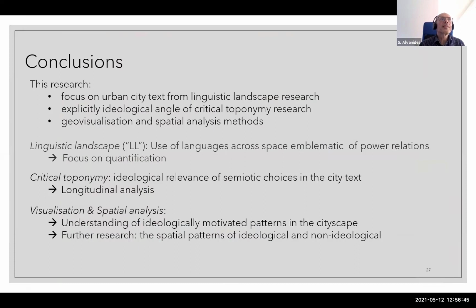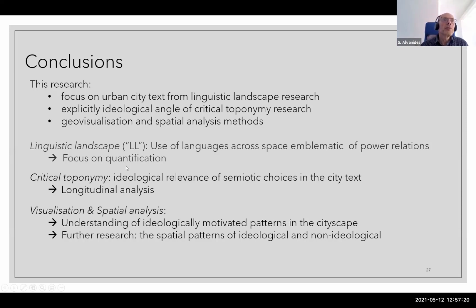Okay, in conclusion, this research was focusing on the urban city text from a linguistic landscape research perspective, but also from a geovisualization and spatial analysis perspective. Linguistic landscape, which you mentioned earlier, it's a new term, is actually an area of research that is very interesting for geographers and critical geographers in particular, because it's about how language is depicted in our everyday life in space.